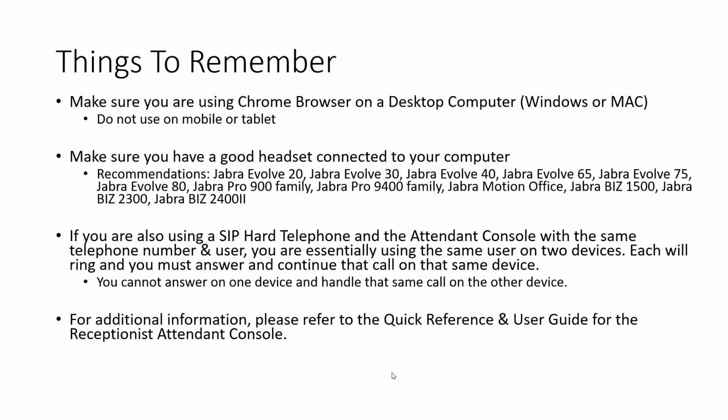If you're using a SIP hard phone or telephone, IP telephone, along with the attendant console for the same number and user, you're basically using the same user on two devices. Each of those devices will ring, and the device that you answer on, you must continue that call on the same device. So you cannot answer on the SIP phone and transfer and handle the call on the Softclient, and vice versa. You cannot answer the call on the attendant console and then want to use the hard phone to continue that call.